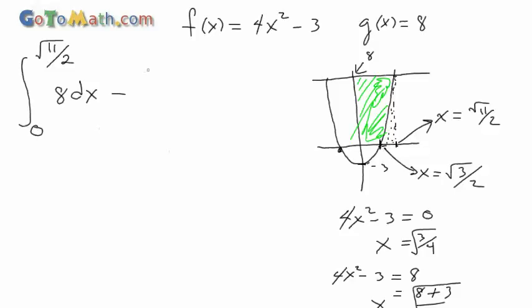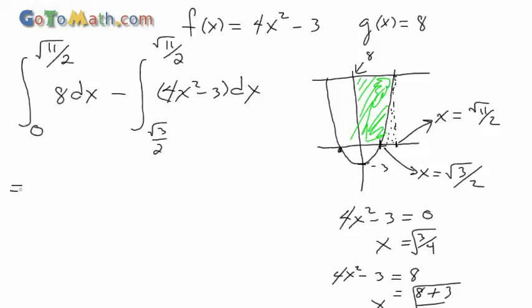So we're going to be going from square root of 3 over 2, right, lower bound, upper bound is square root of 11 over 2. And then that'll be this 4x squared minus 3 dx. Alright, so we have now set up our integrals, and the rest of it is all old hat, because we've done this many times in the past. Hopefully you have. If you haven't, you should go back and practice.